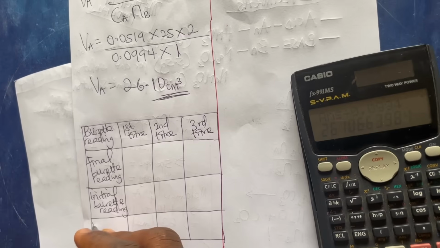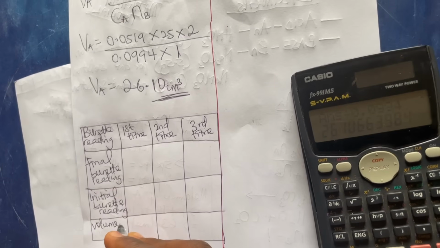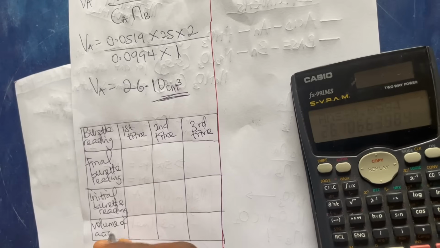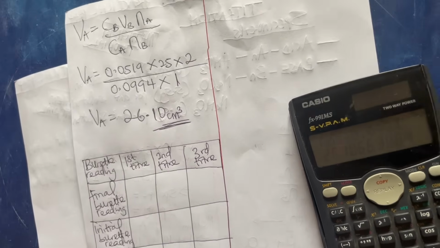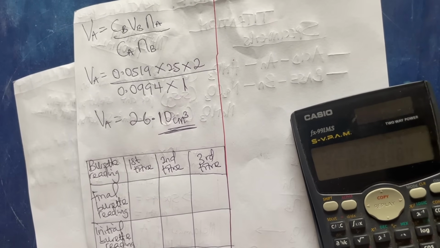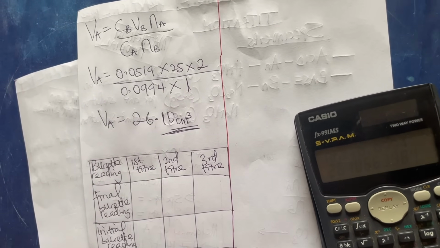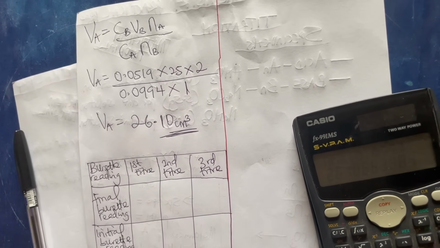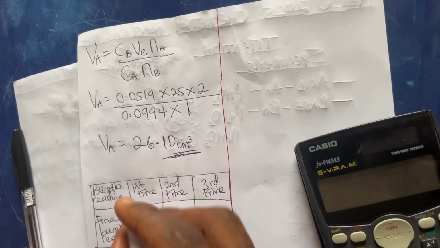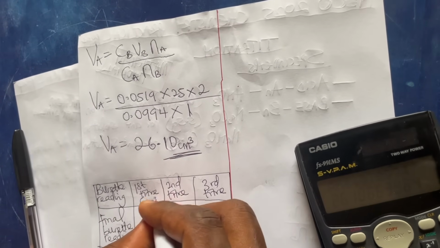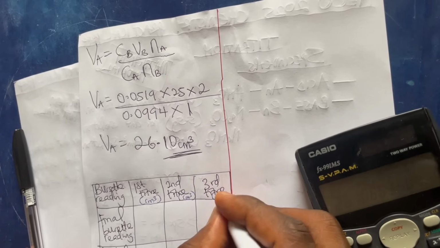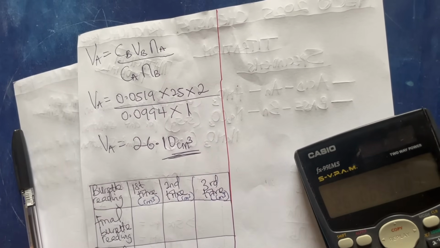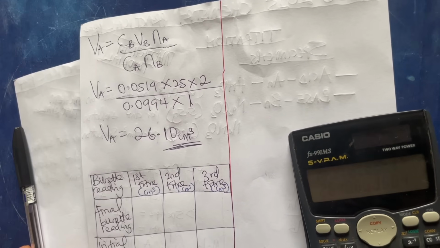Then here will now be what? Volume of acid used. Okay, so you have to put your unit. You can either put the unit here. Let me use my blue pen to put the unit. You can put the unit here in cm cube, here in cm cube, and here in cm cube. So ensure that the unit is there.